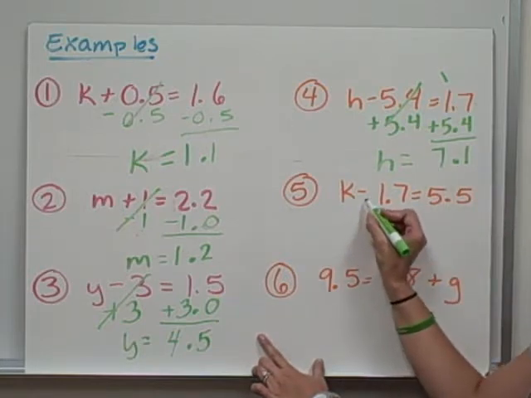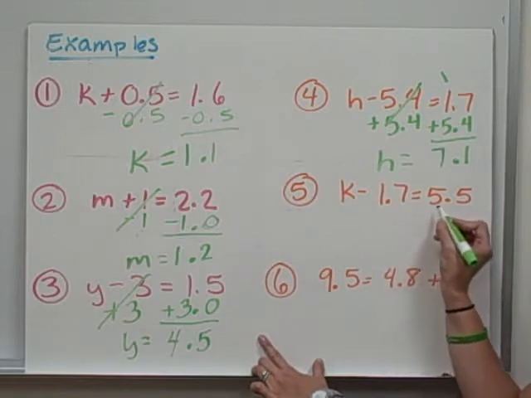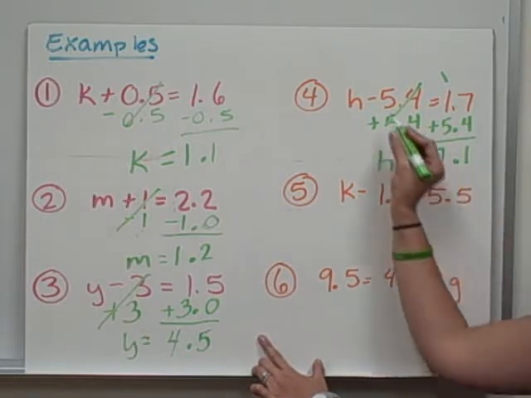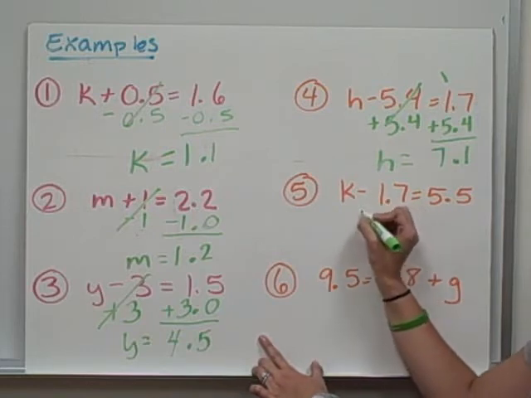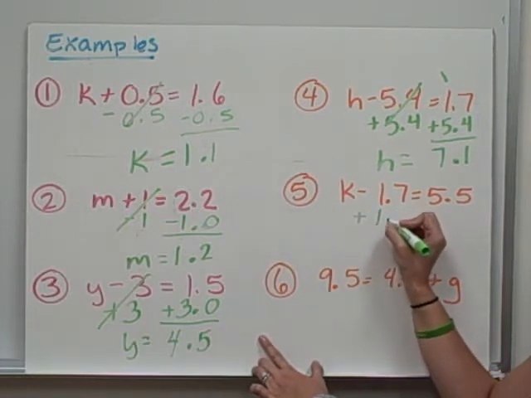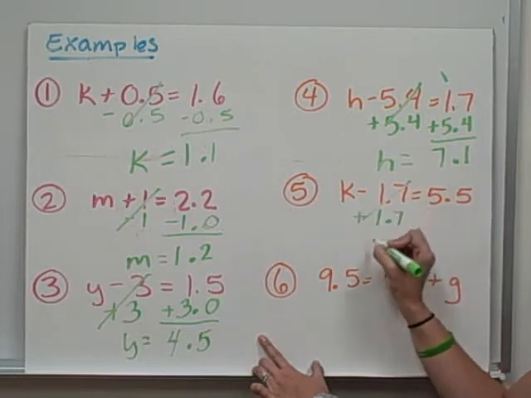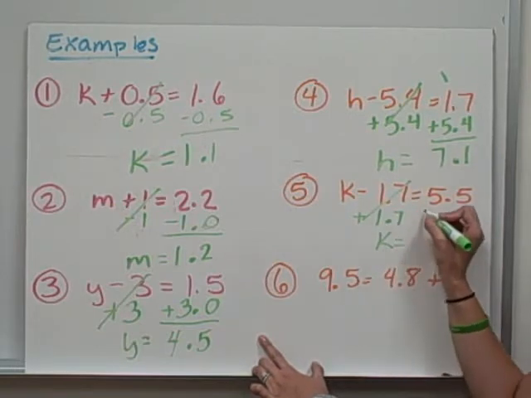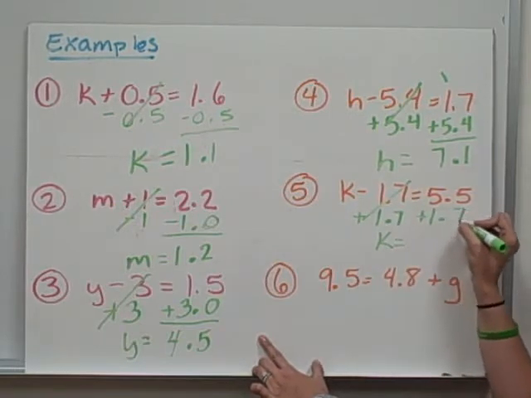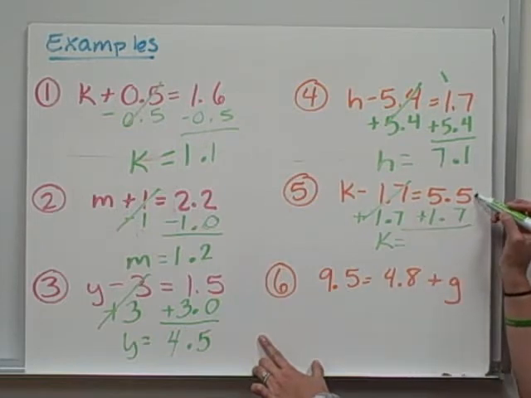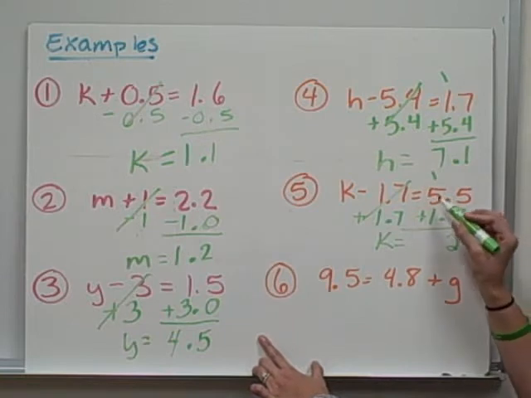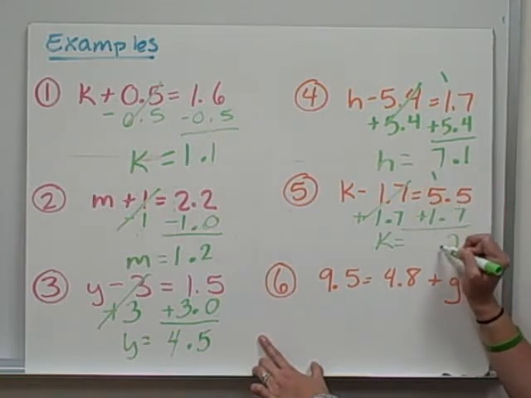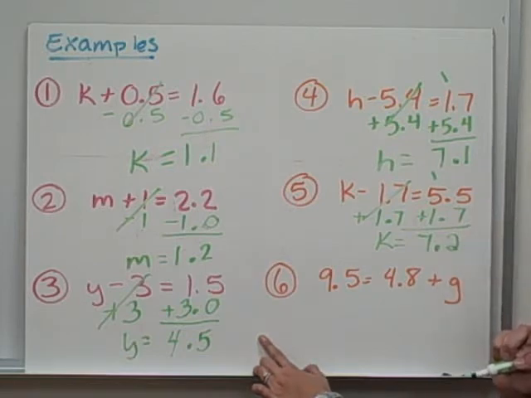Number 5, k take away 1.7 equals 5.5. Almost the exact same problem up there, but a little bit different. I have to undo the subtraction with addition. I'm adding 1.7 to both sides, lining up my decimals. 5 plus 7 is 12, carry the 1. 1 plus 5 plus 1 is 7. Don't forget about that decimal.